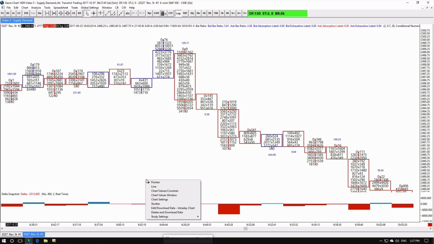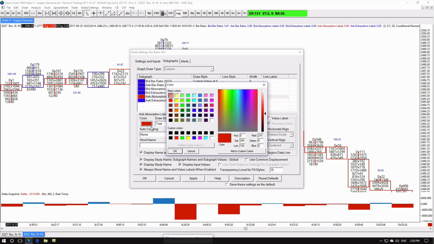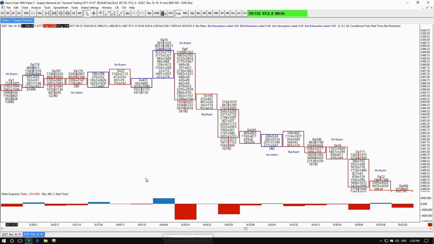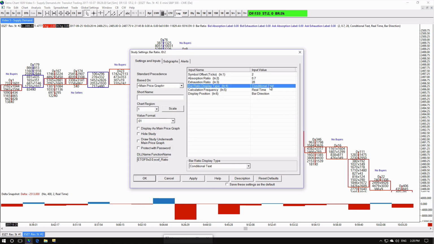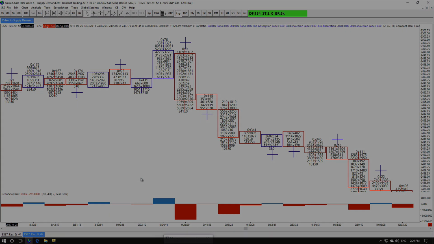Conditional text is my personal favourite. I like charts to make it really obvious what's happening in the market. We can apply a text label to each absorption and exhaustion condition, and the chart will actually tell us what's happening. Big buyer, no sellers, this kind of thing. Finally, the compact display mode will simply place a symbol on the chart if we have an absorption or exhaustion condition. This is good if you like to trade using a really clean, uncluttered chart, or if you just want to trade using candlesticks, Heikin Ashi or Renko bricks.